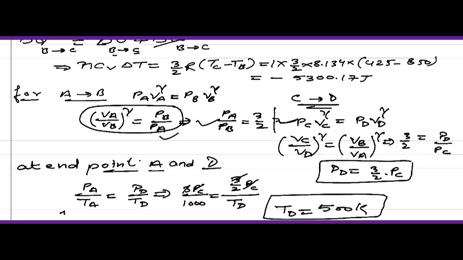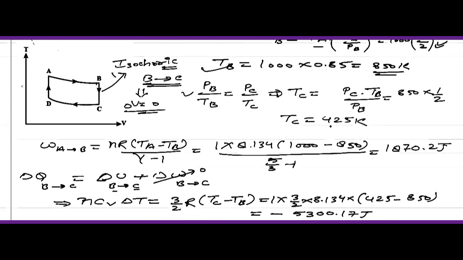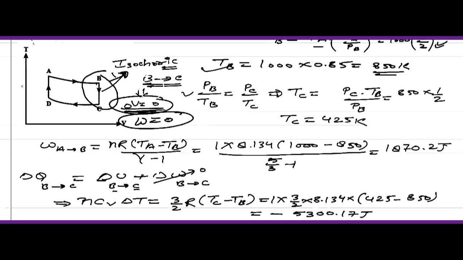And what about the work done from point B to C? So work done from point B to C will be equal to 0. And why will the work done from point B to C be equal to 0? Because from B to C, that is an isochoric process, and in an isochoric process delta V is equal to 0, change in volume is equal to 0. So if change in volume is equal to 0, we can say that work done in an isochoric process is also 0. So these are all our answers.